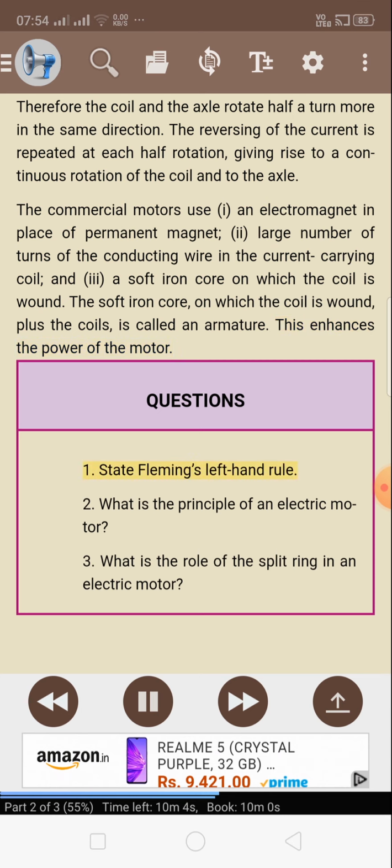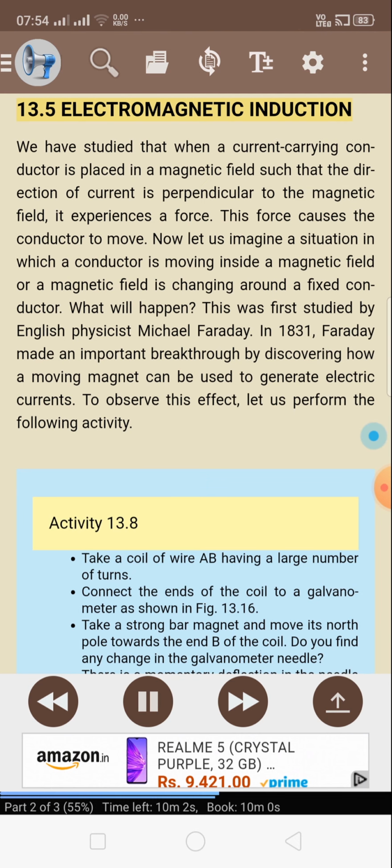Questions. 1. State Fleming's left-hand rule. 2. What is the principle of an electric motor? 3. What is the role of the split ring in an electric motor? 13.5 Electromagnetic induction.